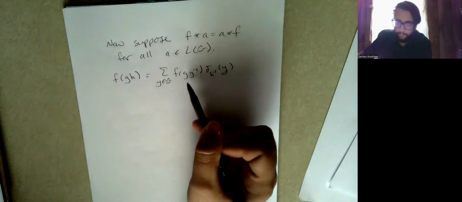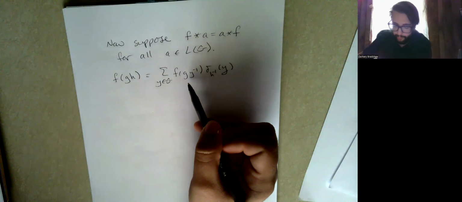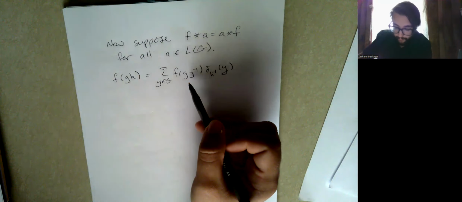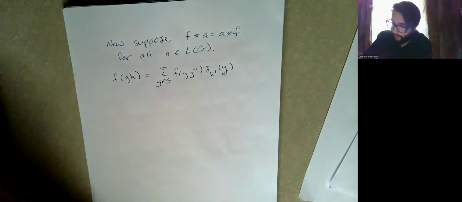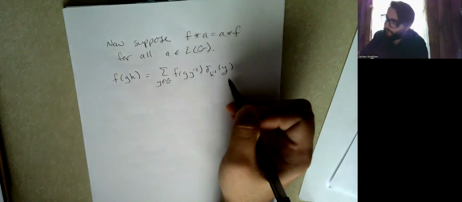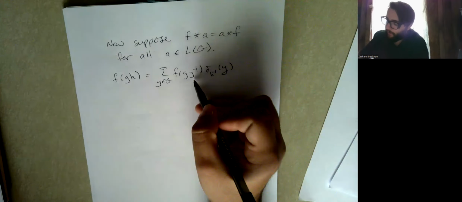Okay, so this should require a little explanation, I think. Okay, give me one moment. Let me make sure I understand this. So this is 0 unless Y is equal to H inverse, right? And if that's the case, then we get F of GH here. Okay, good.